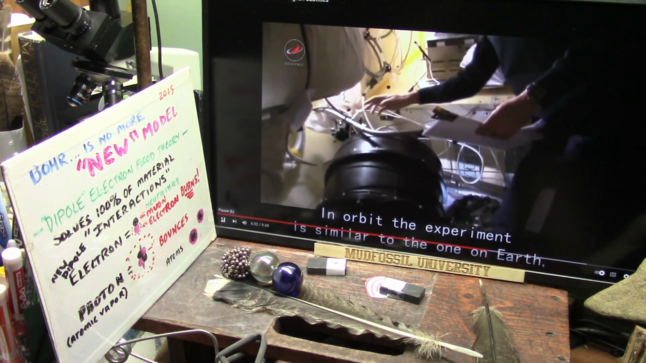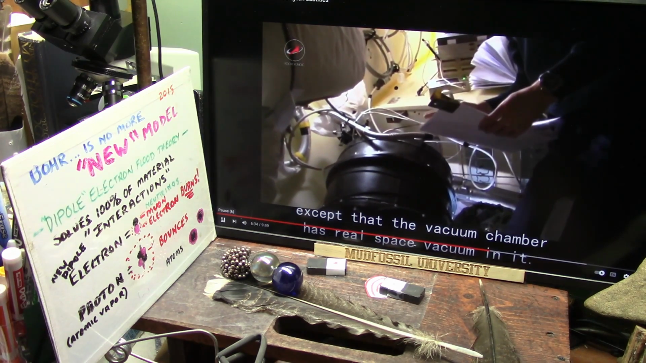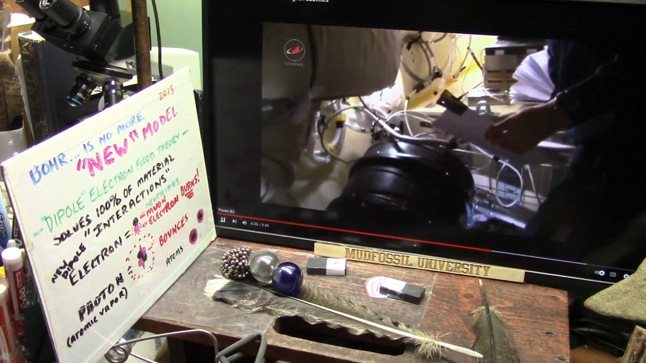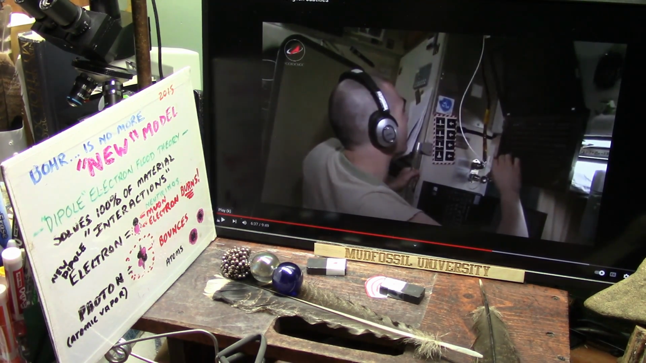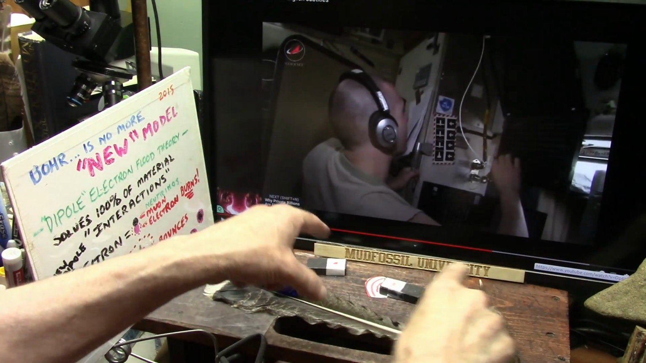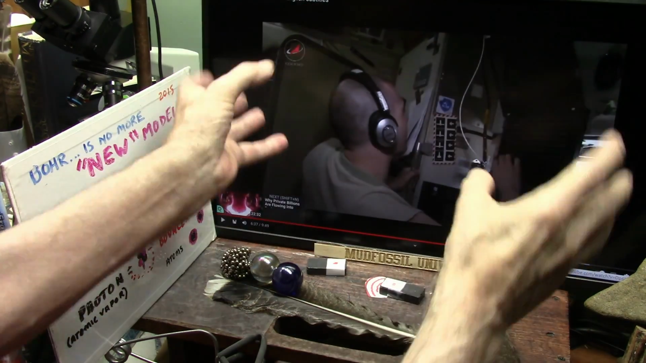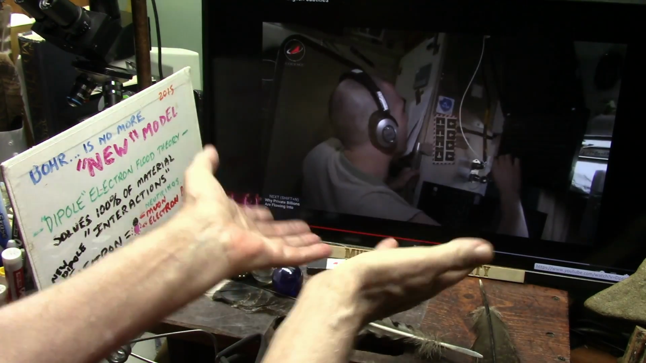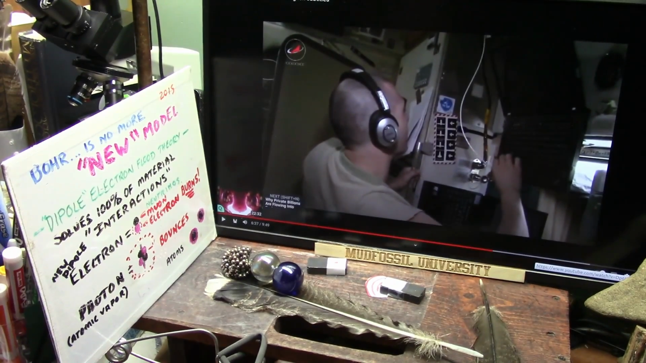Now, in orbit, the experiment, they accept the vacuum chamber has real space vacuum in it. So, what a real space vacuum means, out in space, there's no vacuum. Well, when I say vacuum, there is no empty space. This has no particles in it, in this little vacuum. However, it has particles that surround the encasement of it. So, those are pushing, and they're not taking that into account. Watch this.